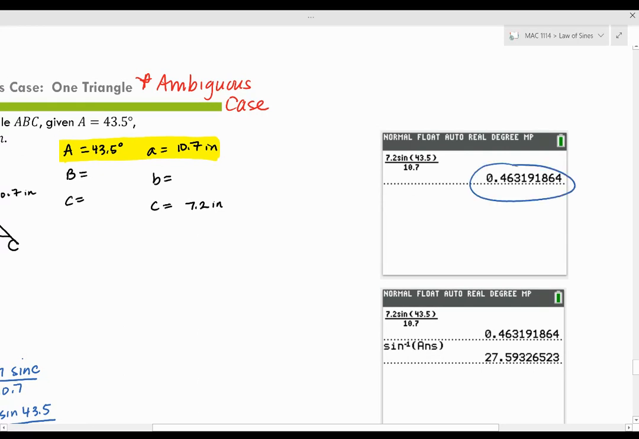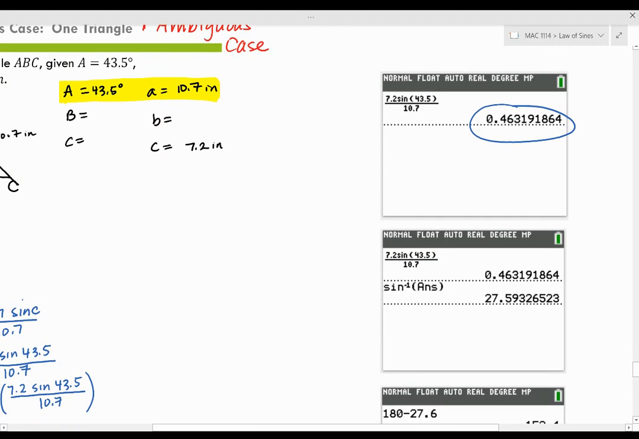When I look at that answer, it is a decimal that is less than 1. Anytime you fall in the ambiguous case, you're going to have three possibilities: your value is going to be greater than 1, equal to 1, or less than 1. And when I say value, let me write it like this: sine of your angle.